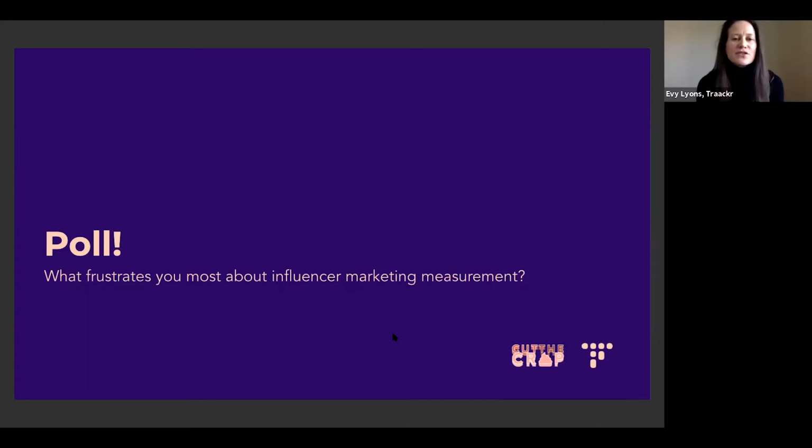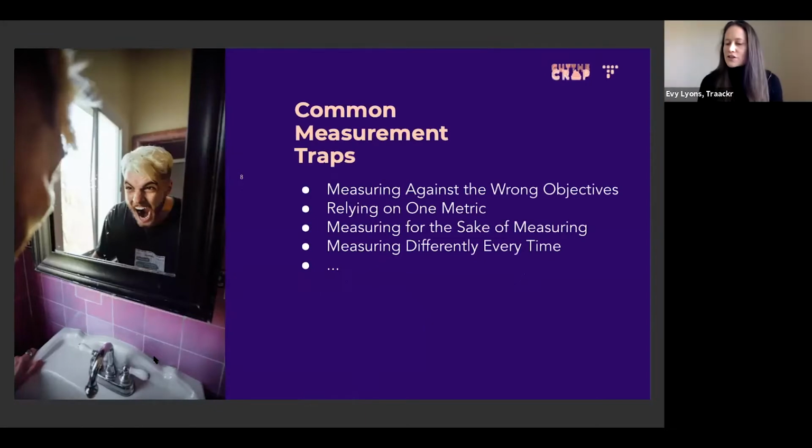Yeah, absolutely. So it's interesting to see where the audience is, and the most common choice was measuring against the wrong objectives. We're going to get into that in just a second. Closely followed by the other three, and a few folks not seeing their biggest frustration listed. So if you are interested in dropping that to us, we can certainly cover that. And I think these are definitely some of the biggest issues that folks are facing.